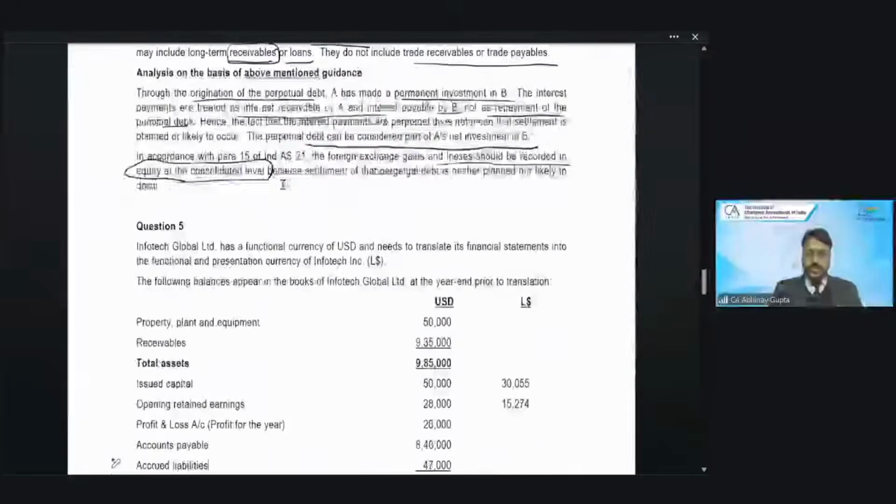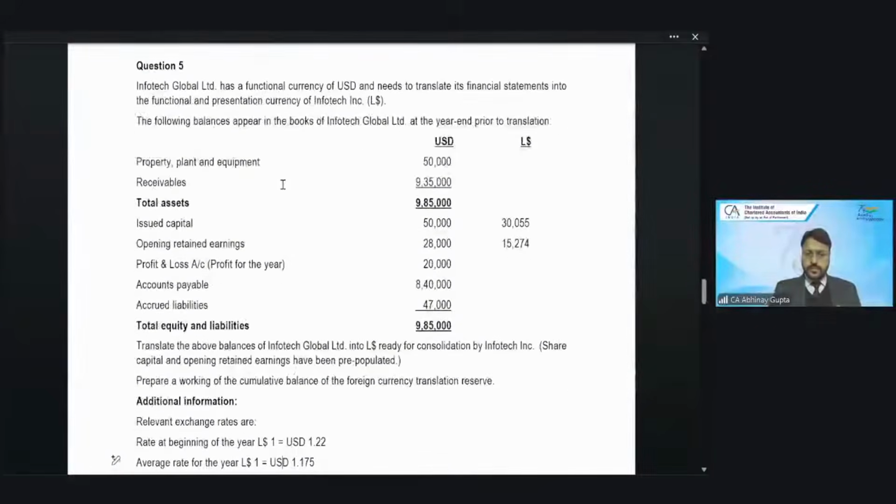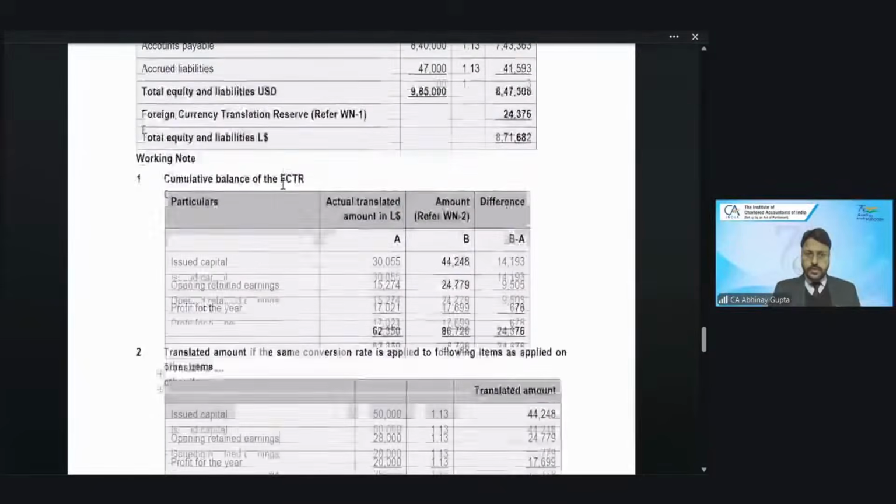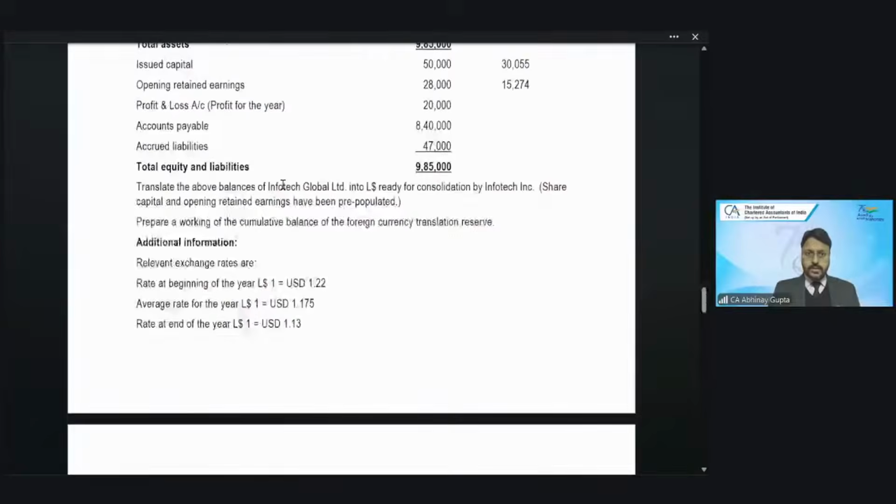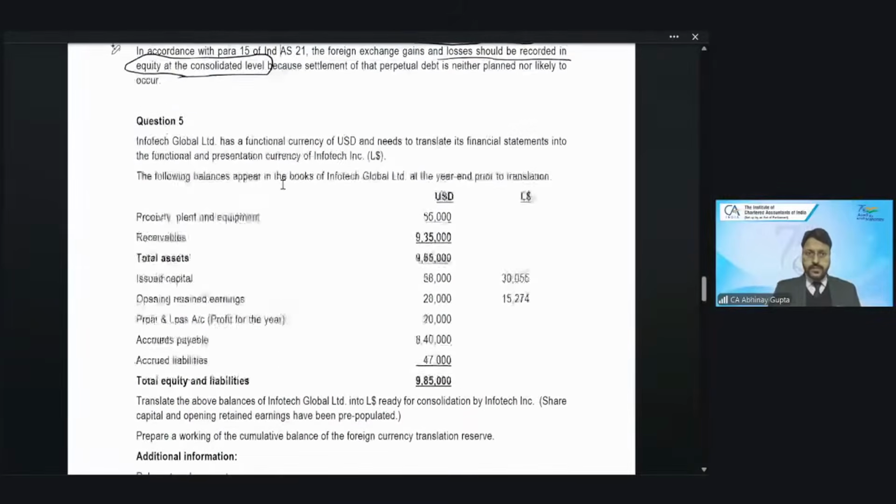Okay. So we have one more question for this, the practical question. Let's start this one and we will take a break after this.